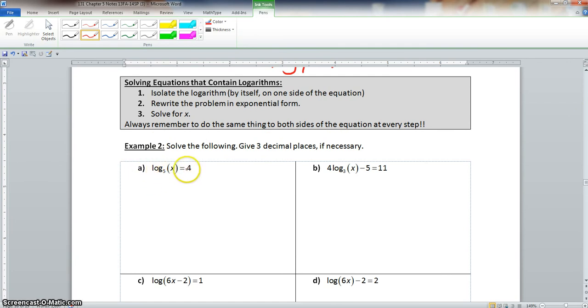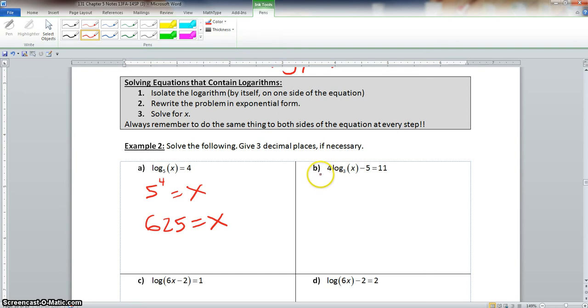So now we have log base 5 of x equals 4. So we will write this as an exponent. So we have 5 to the 4th power, which is equal to x. And we know 5 to the 4th power is 625, which equals x.